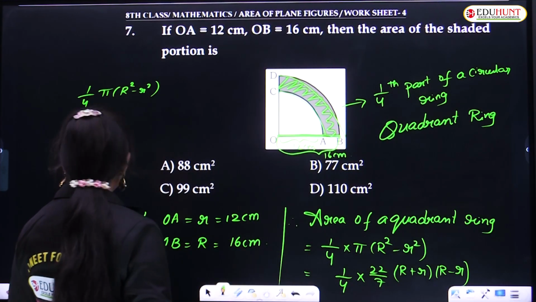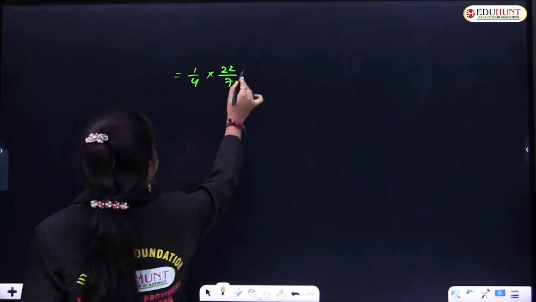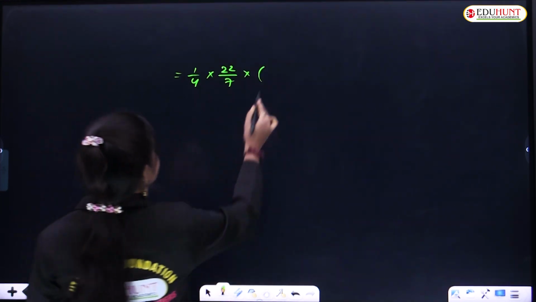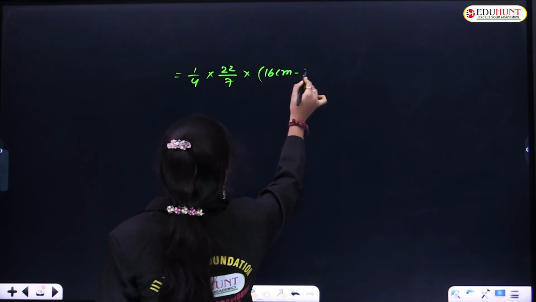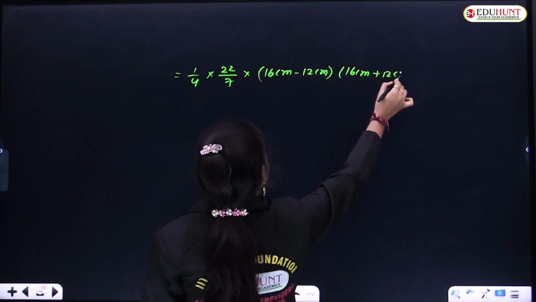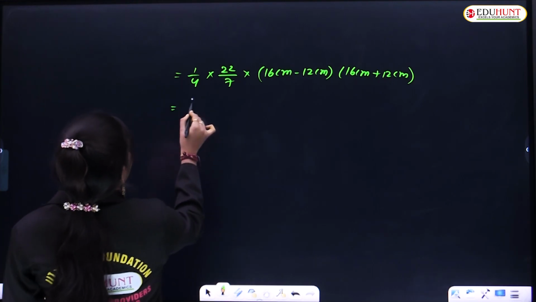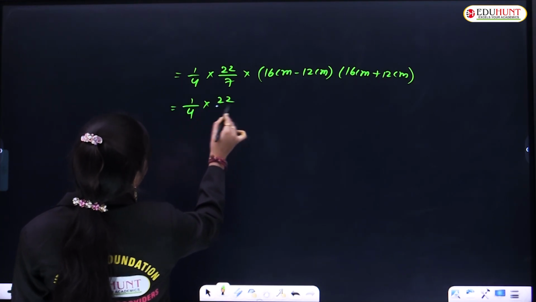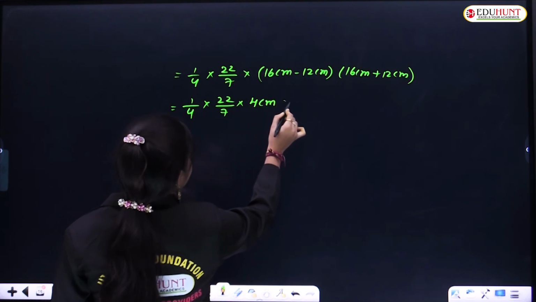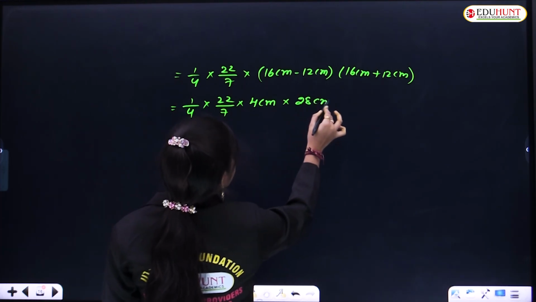Which is equal to 1 by 4 into 22 by 7 into, capital R is 16 centimeters and small r is 12 centimeters, so 16 centimeters plus 12 centimeters, that is R minus r into R plus r. Then 1 by 4 into 22 by 7 into 16 minus 12, which is 4 centimeters, into 12 plus 16, which is 28 centimeters.